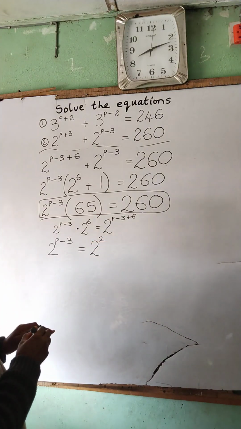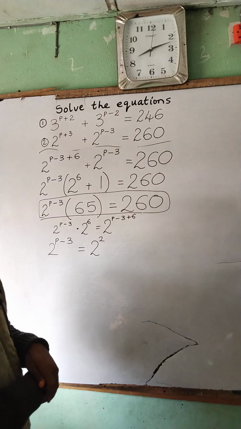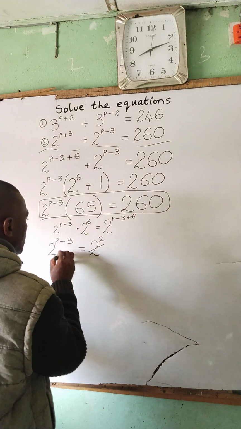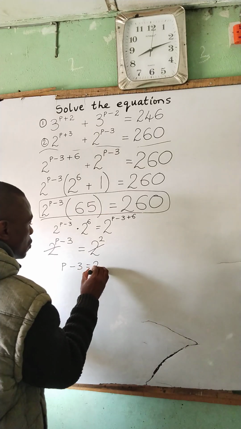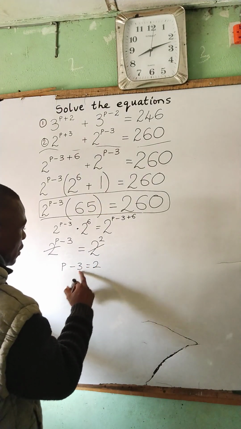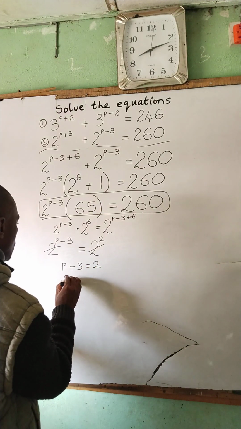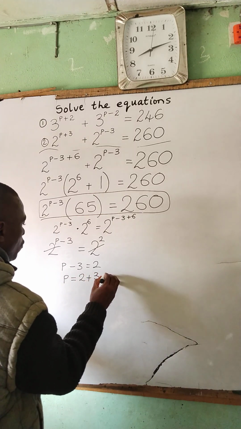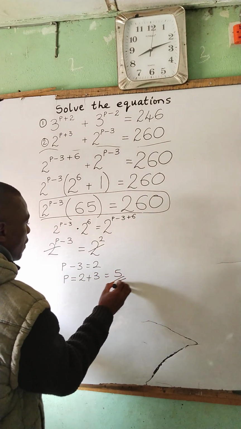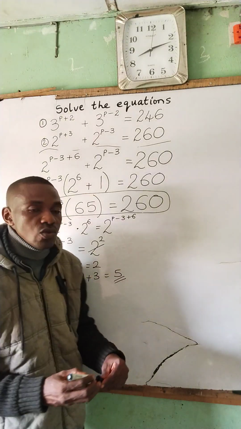And that 4 is the same thing as 2 to power 2. When you look at this, you will observe that the bases are the same, so the bases will cancel out. We will now have p minus 3 is equal to 2. When minus 3 crosses to the other side, it becomes p equal to 2 plus 3, which is equal to 5. So the value of p that we are looking for is 5.